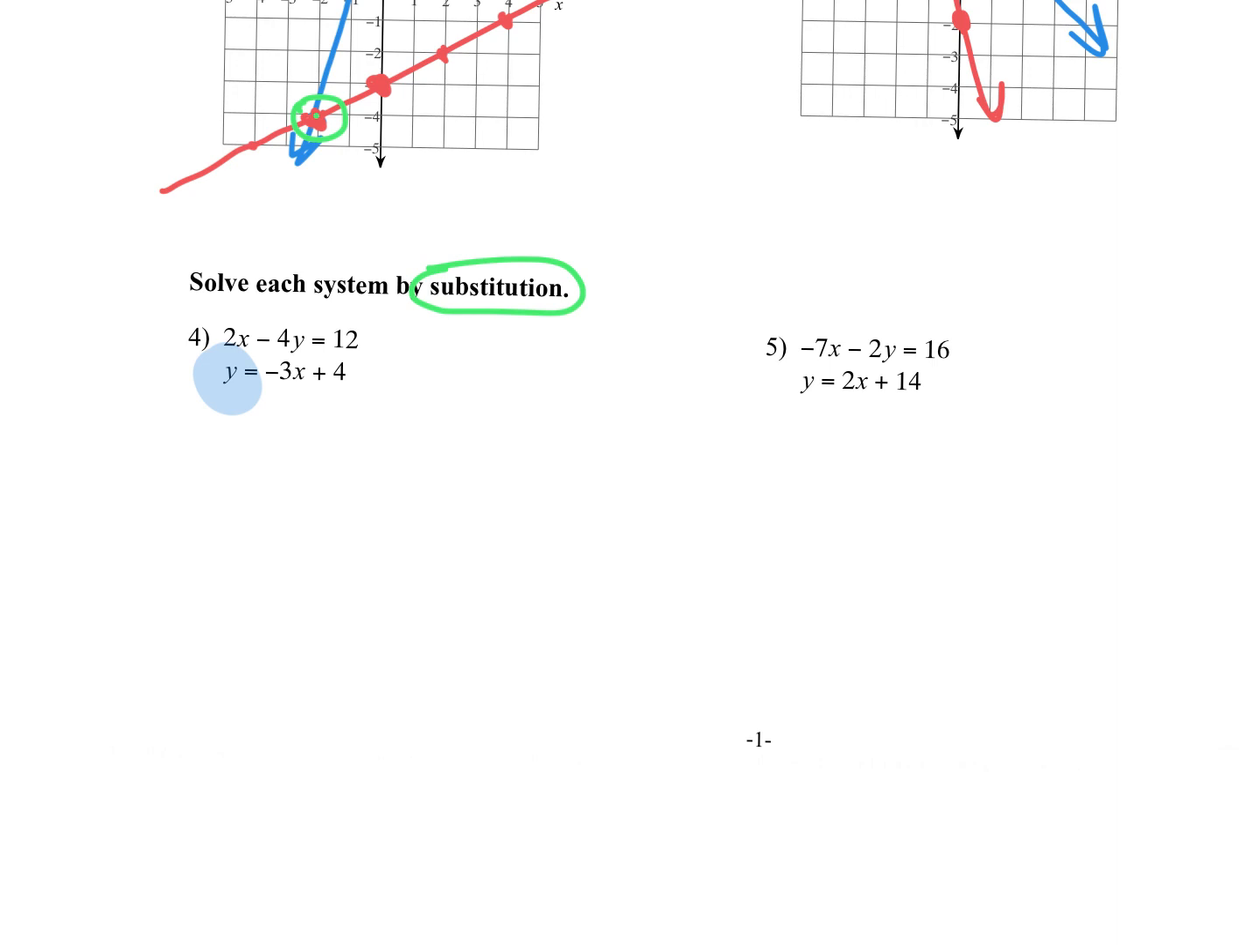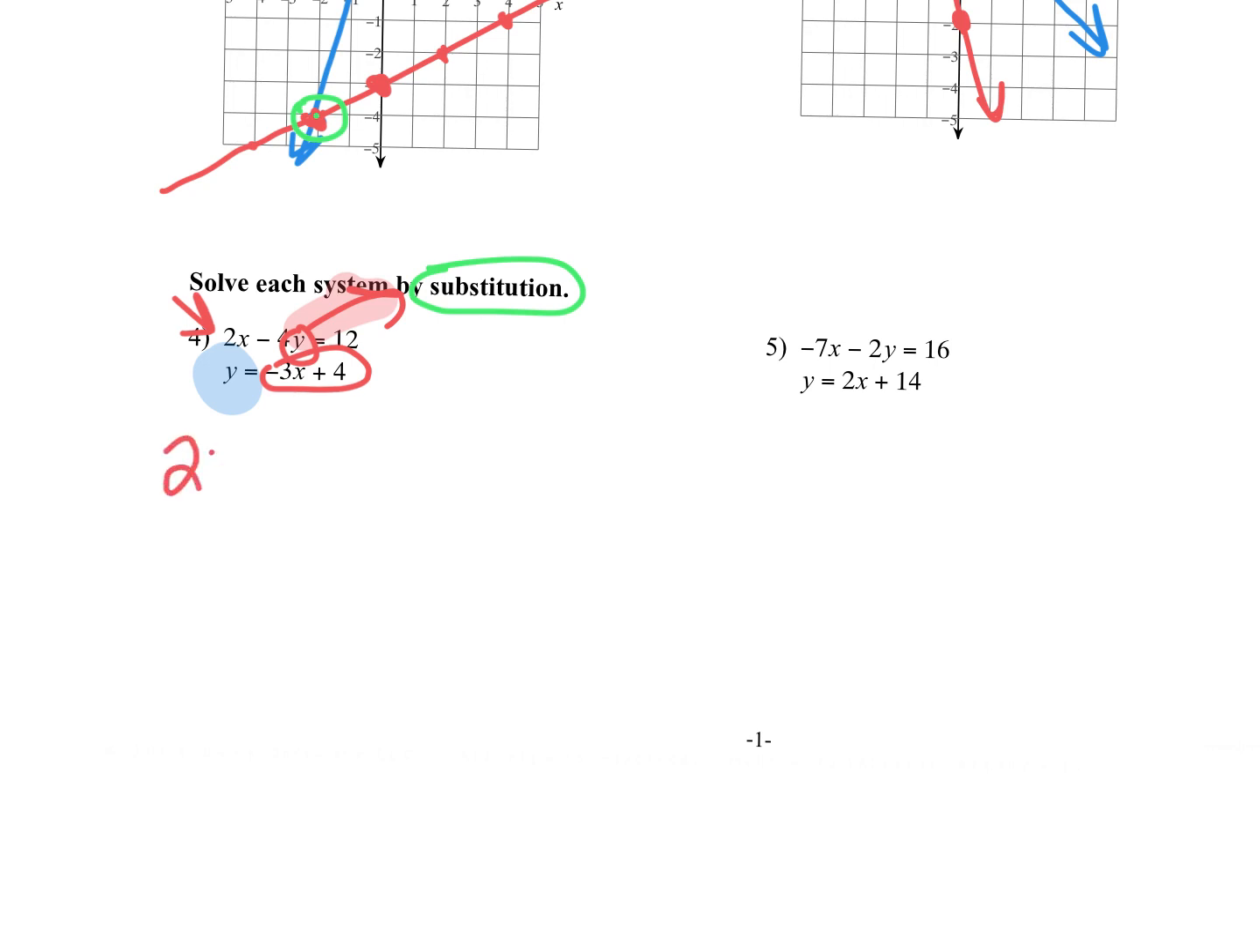So right here, I have got y equals negative 3x plus 4, which means anywhere in that top equation that I see a y, I can take it out. I can take that y out and put negative 3x plus 4 in its place. Okay, what that does is that creates one equation with one variable. So I am going to use this first equation. I'm going to take y out and I'm going to put negative 3x plus 4 in its place.